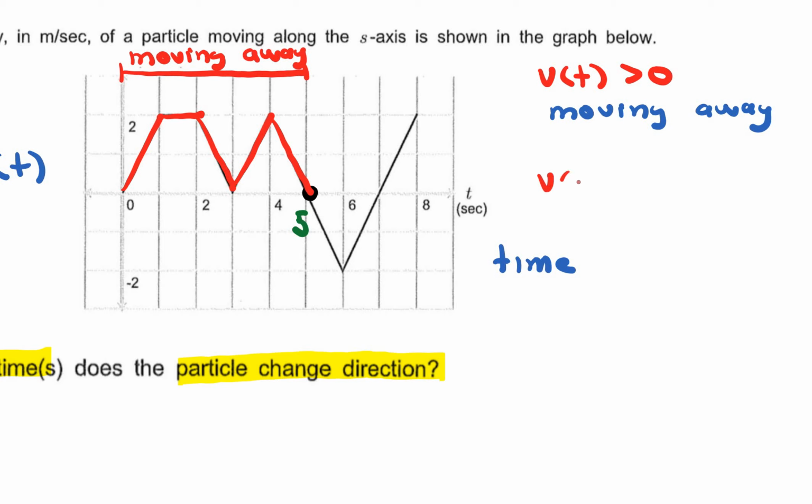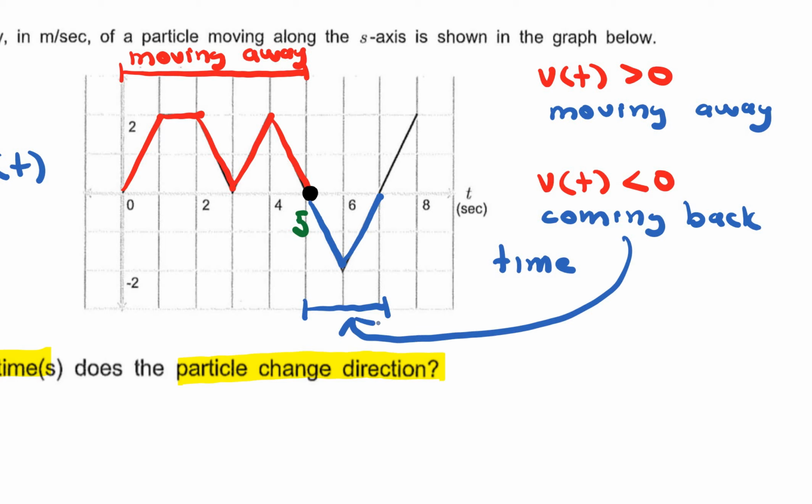And when your velocity is below the x-axis, this means that you're coming back. From this region right here, you're below the x-axis, so you're actually coming back. And then you're also moving away from 6 to 7 seconds. So this is going to be 7 seconds there. In this region, you're also moving away, right? So you need to know when you're moving away and when you're coming back, and it has to do with when you're above or below the x-axis.